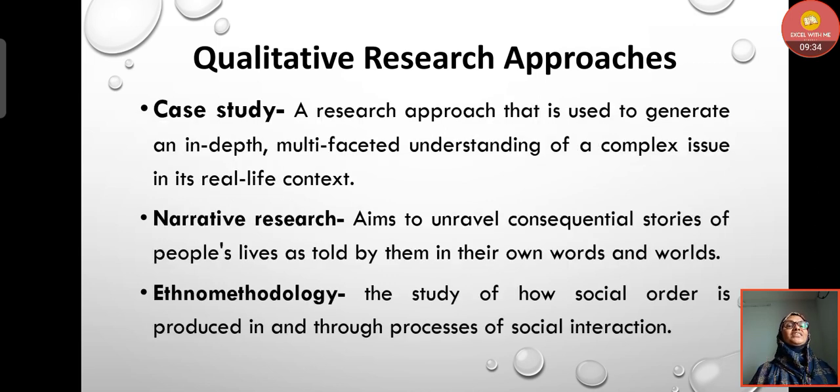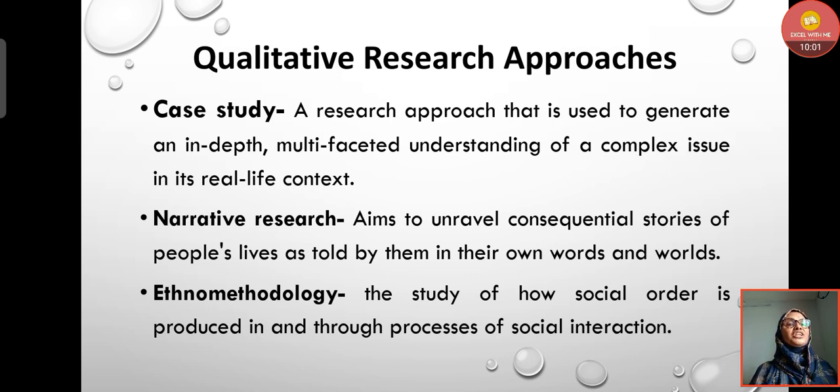Then comes the case study, a research approach that is used to generate an in-depth, multiple-faceted understanding of a complex issue in its real-life context. Obviously, if a person is having some behavioral issues or learning problems, the researcher can do the case study in a particular real-life context, and they will study about that. That is the case study.